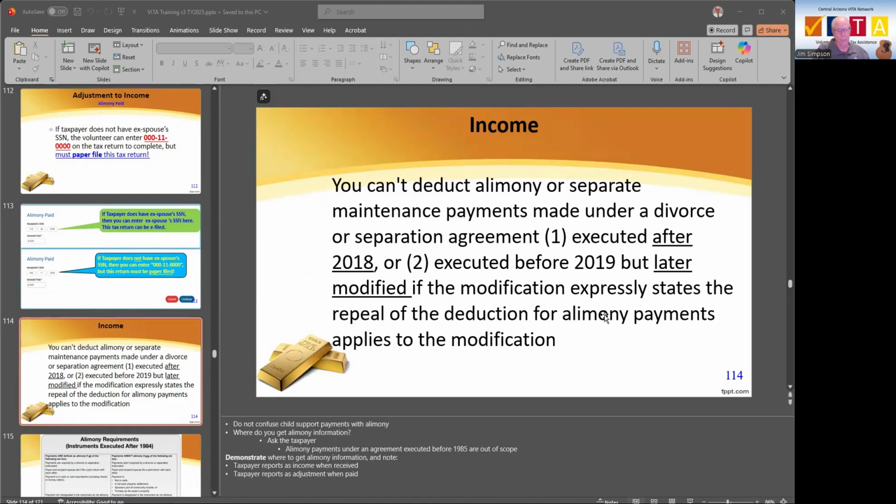Here's another little wrinkle about this change that happened. We've already said you can't deduct alimony under a divorce or separation agreement that was executed after 2018. But also, maybe it was available as a deduction prior to 2019, but then if you modify it, and that modification expressly states the repeal of the deduction. So that would be another question you'd want to ask the taxpayer who has a pre-2019 divorce agreement: have you changed it? Have you modified it since then?